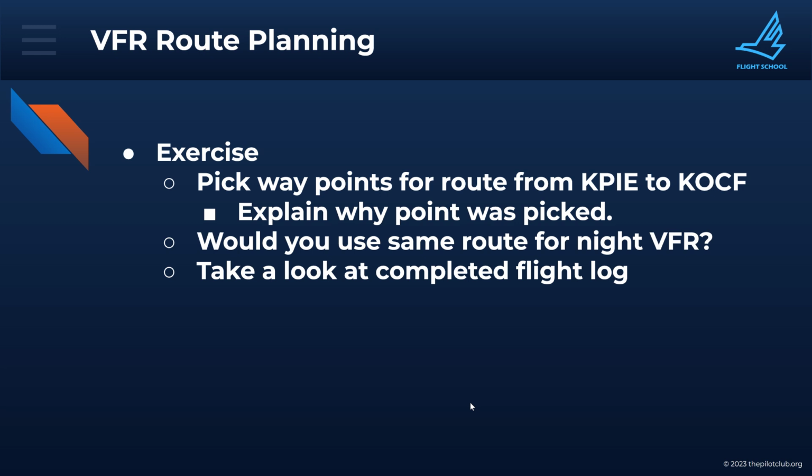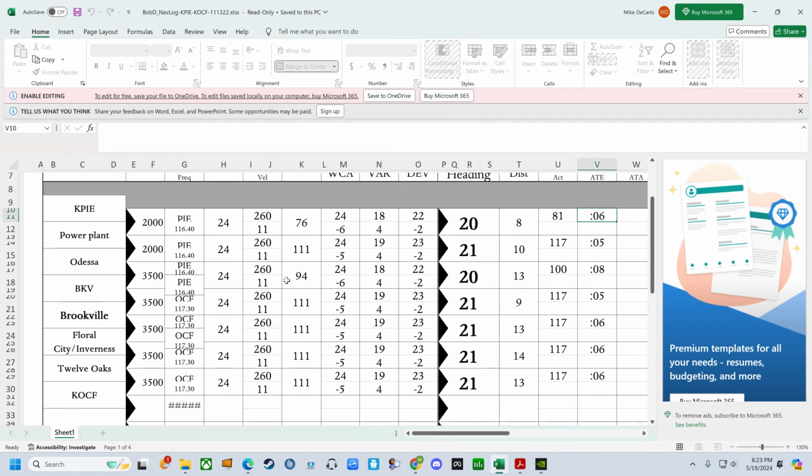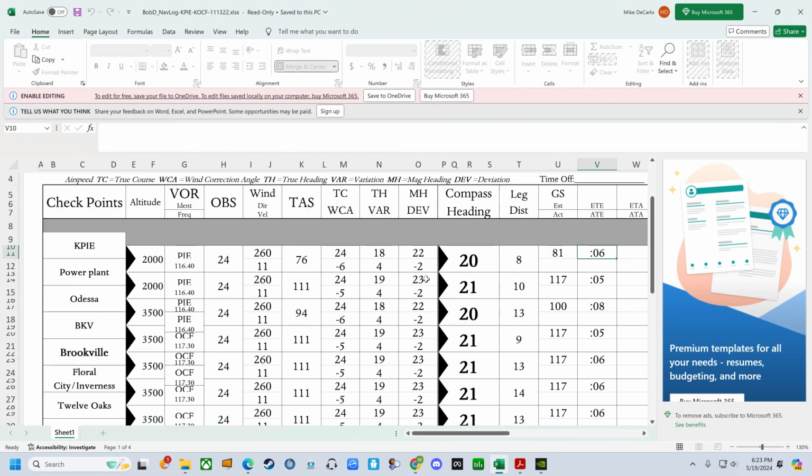So again, pick your waypoints, and mentally ask yourself, why did I pick that waypoint? Is it very noticeable? Would I use the same route that I picked for a day VFR flight during the night? Chances are maybe not. And you would pick actually different waypoints for a night VFR flight. And like I said, you would fill out a flight log, which would have those waypoints, correcting for the wind. It'll give you what compass heading you should fly and how much distance between each waypoint there is.